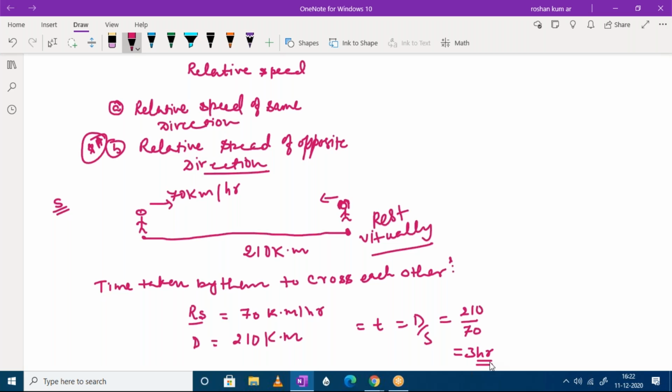Why? Because a lot of people get confused here. Sir, why did you keep this fellow at rest? Dude, I kept this fellow at rest because I'm already considering his speed, or sorry, her speed also in this only. What's wrong in doing that? That's how things work, right?